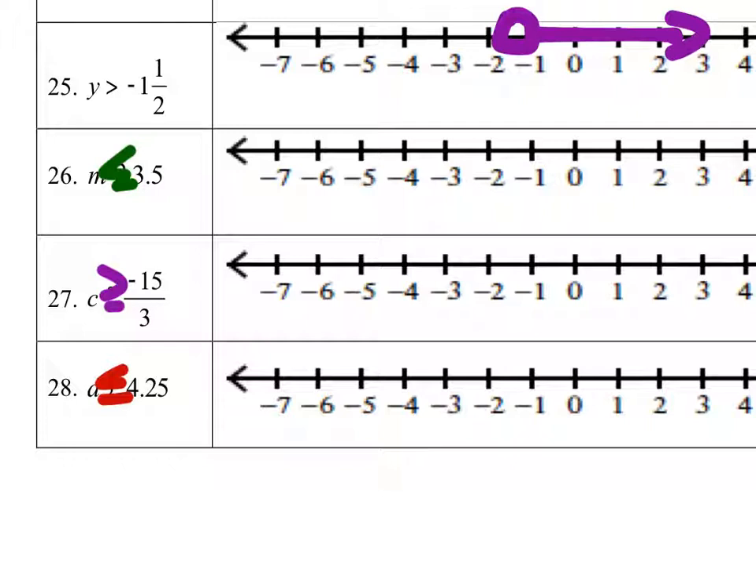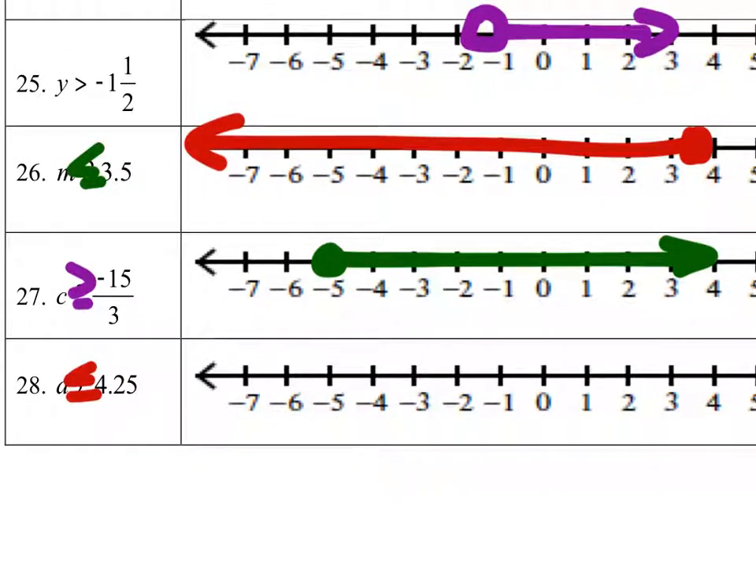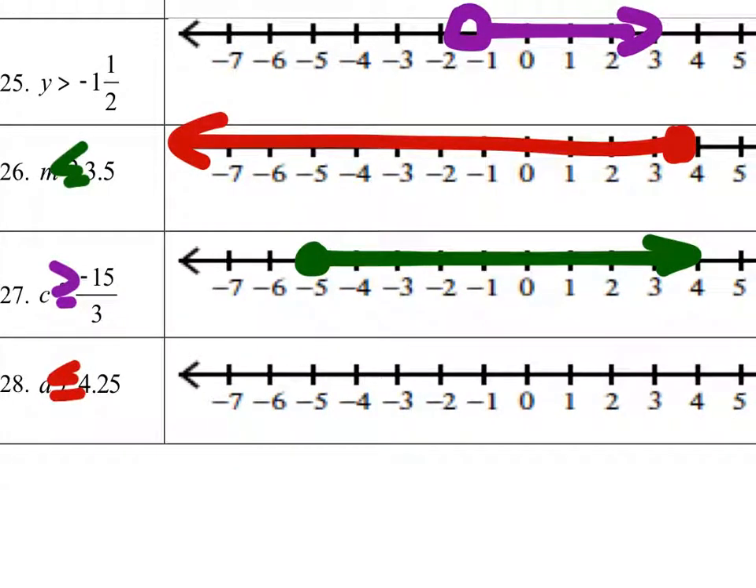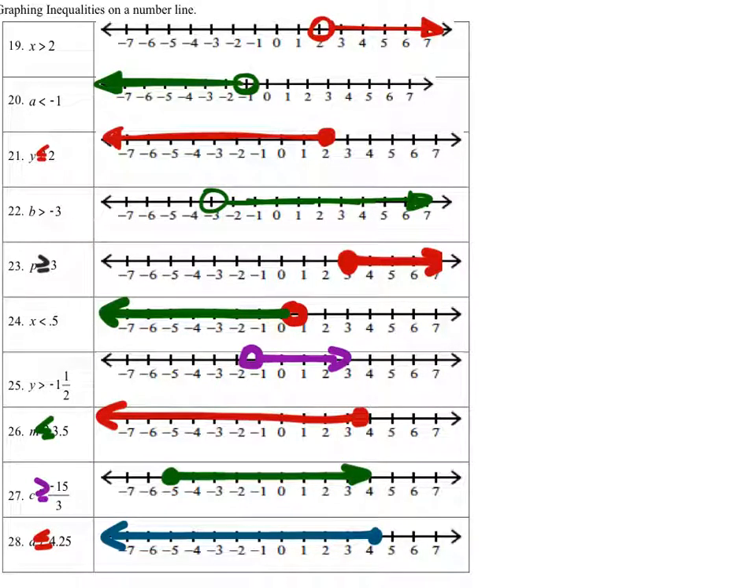26. Open or closed at 3.5? Closed. Going to the left. Very good. Closed at negative 15/3. That's negative 5. Closed, going to the right. Very good. Open, left. At 4.25, we need a little more space on that. Closed, going to the left. There it is. How do you know? Alright, so there's all of these.